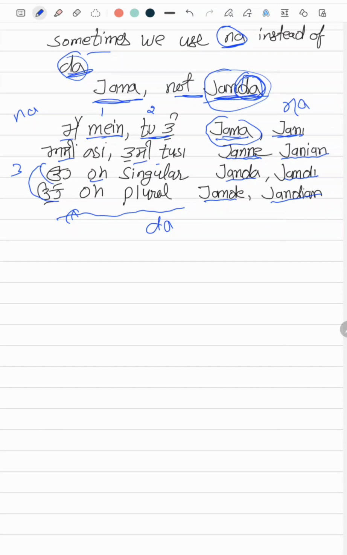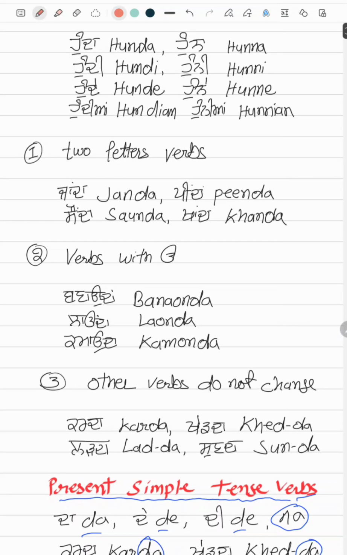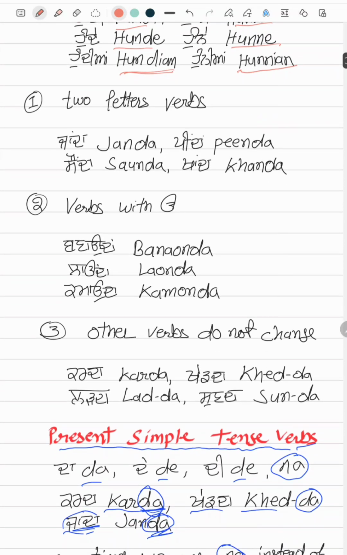There are some verbs. Now I'm going to tell you those verbs. What are those verbs? This word hunda, we will turn to hunna. Hundi, we will turn to hunni. Hunde, hunne. Hundinga turns to hunninga.